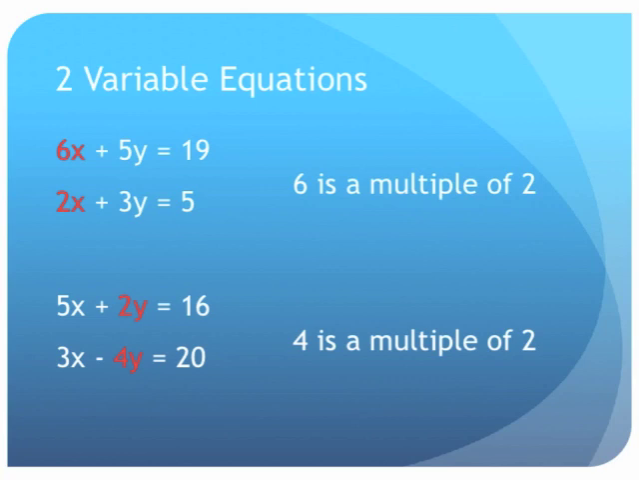For example, in the first set of equations, 6 is a multiple of 2. So, if you multiply 2 times 3, then you get 6. However, because you want them to cancel out, one has to be negative. So you would multiply 2 by negative 3, and you get negative 6. For the second example, you would multiply 2 by 2. It would not need to be negative because in the second equation, the 4 is already negative.